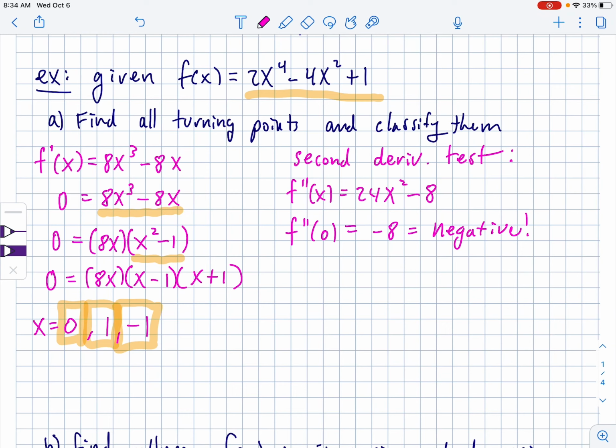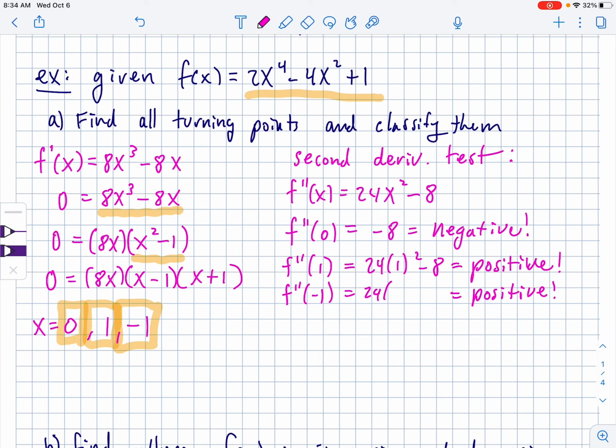Put a 0 in there and you get negative 8, which, I don't even care about the number. I just care that it's negative. Put a 1 in there and you get 24 times 1 squared, take away 8, which is a positive number. And then f double prime of negative 1. Put a negative 1 in there. I believe that's also going to be a positive number. I guess I could write out more of it.